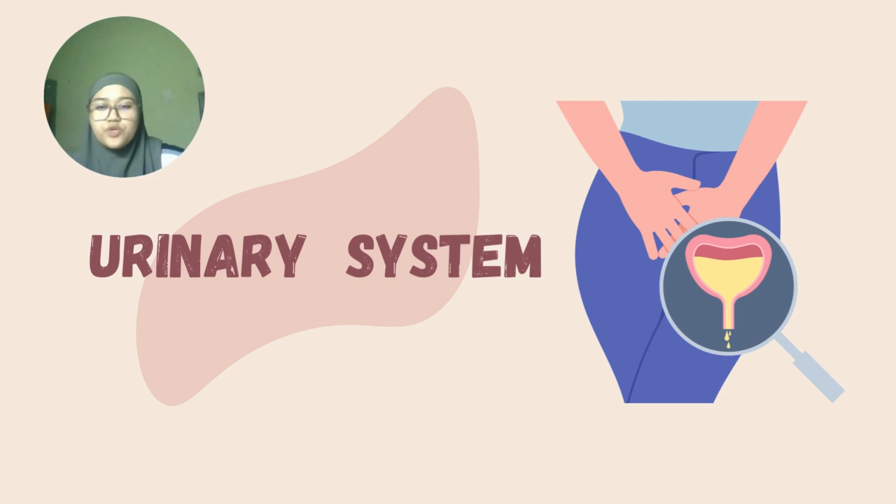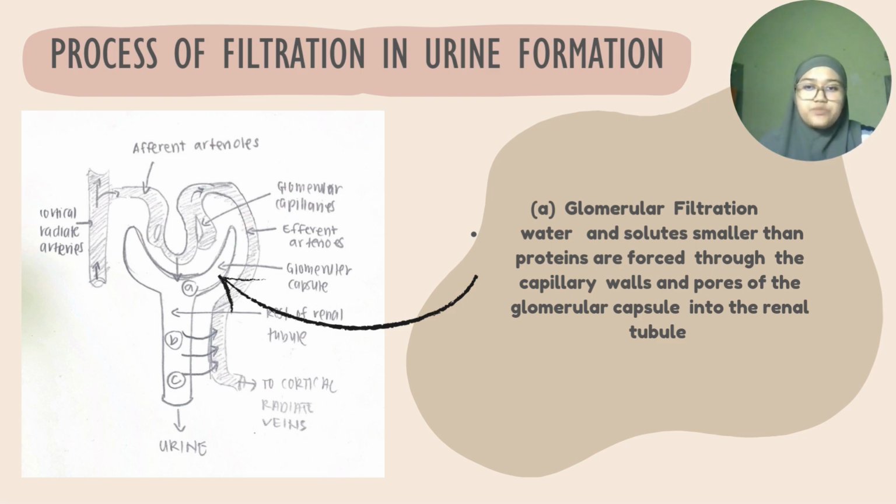Now we'll be going on to chapter 7, which is the urinary system. So this is the process of filtration in urine formation. The filtration that happens in urine formation is glomerular filtration, in which water and solids smaller than proteins are forced through the capillary walls and pores of the glomerular capsule into the renal tubule.